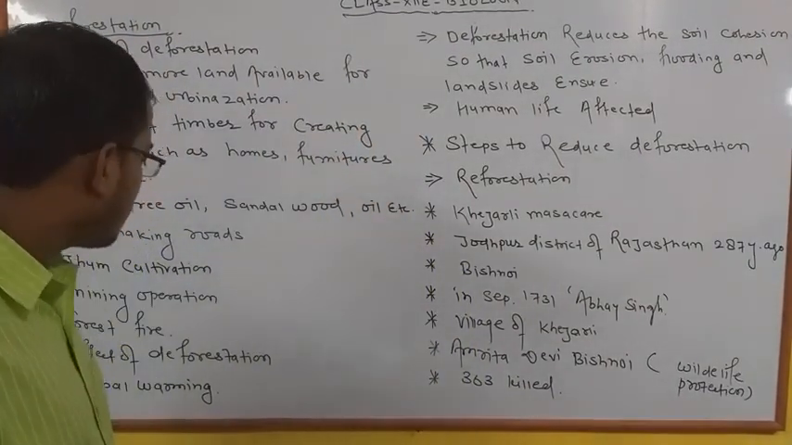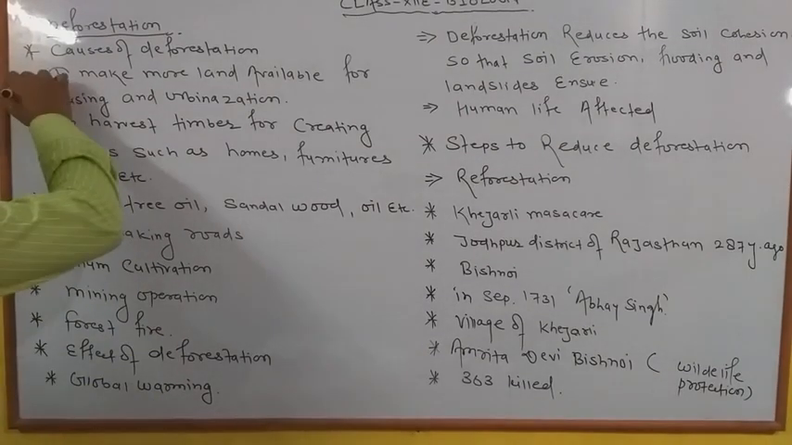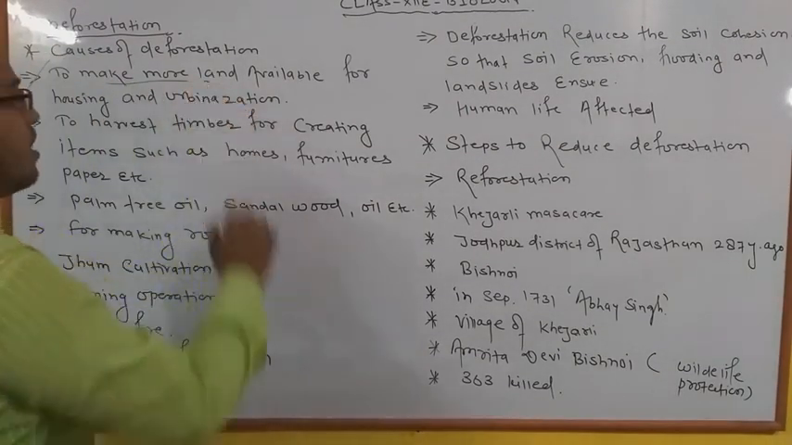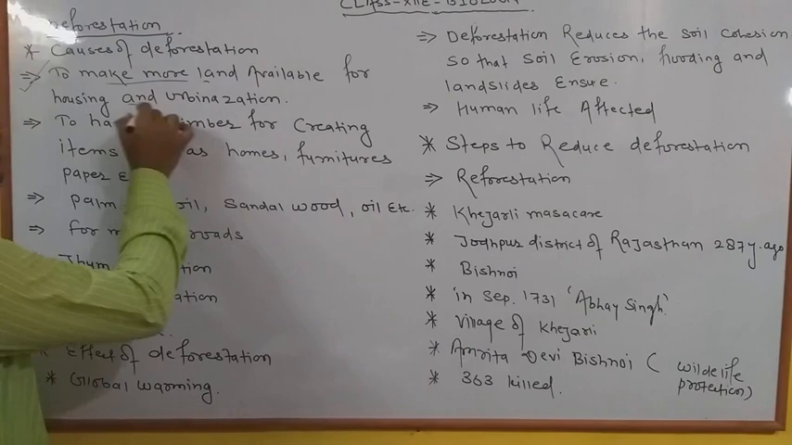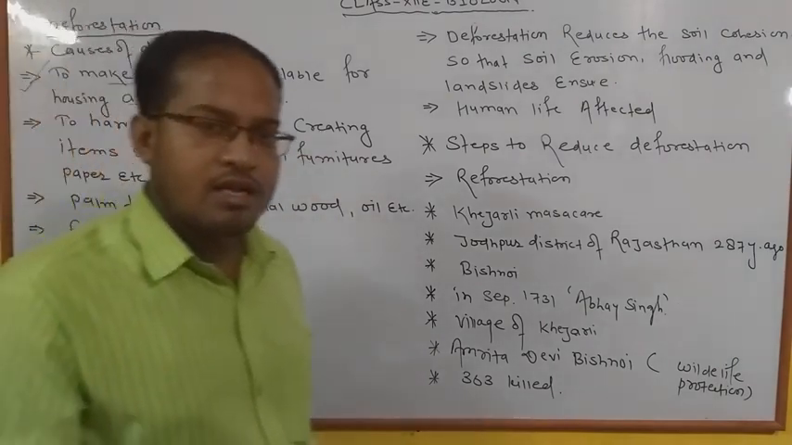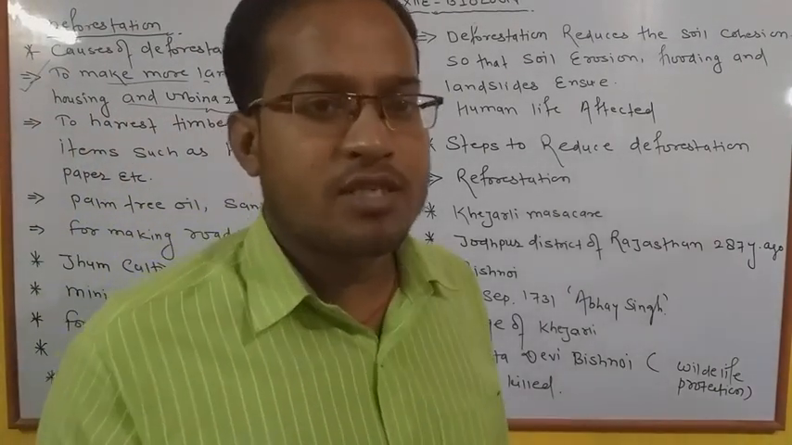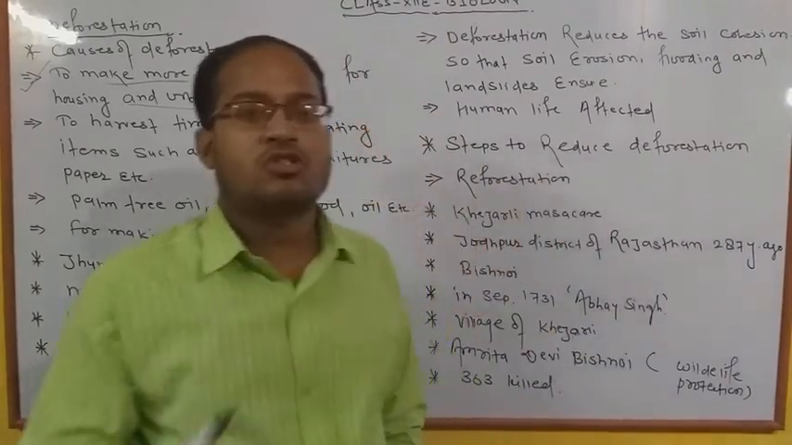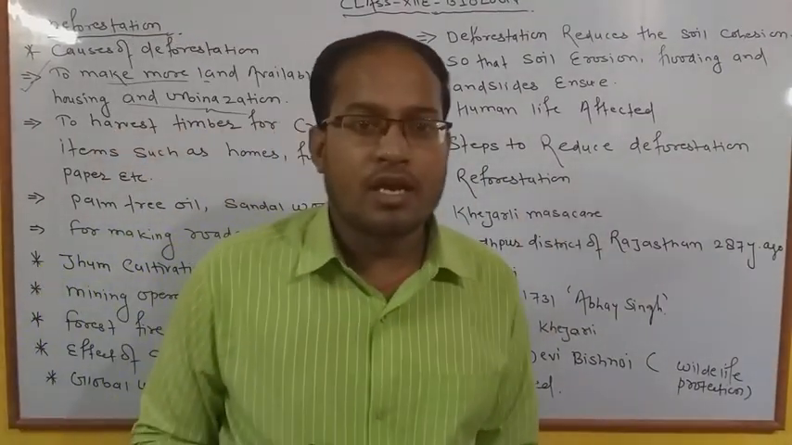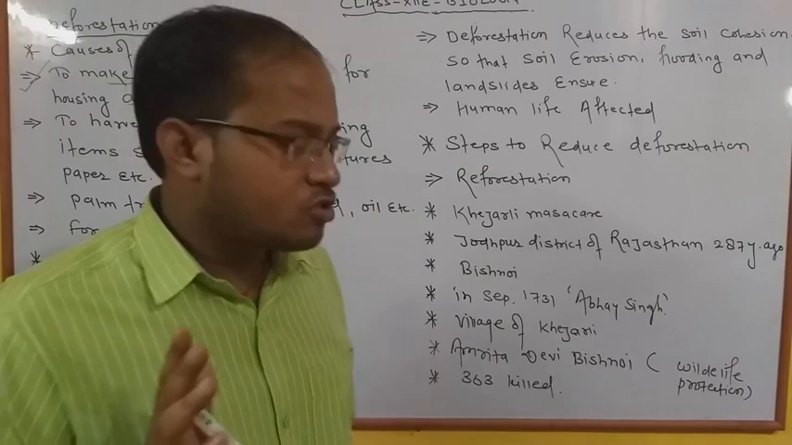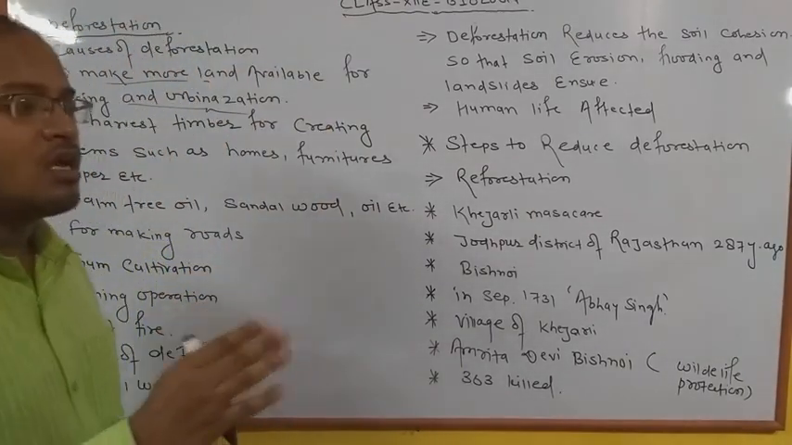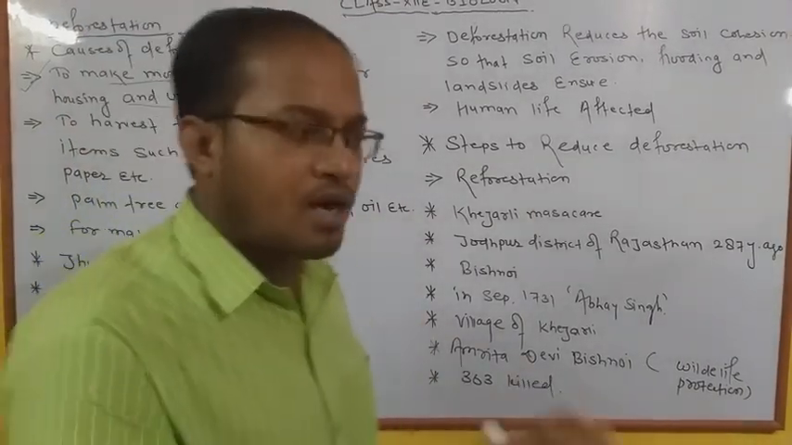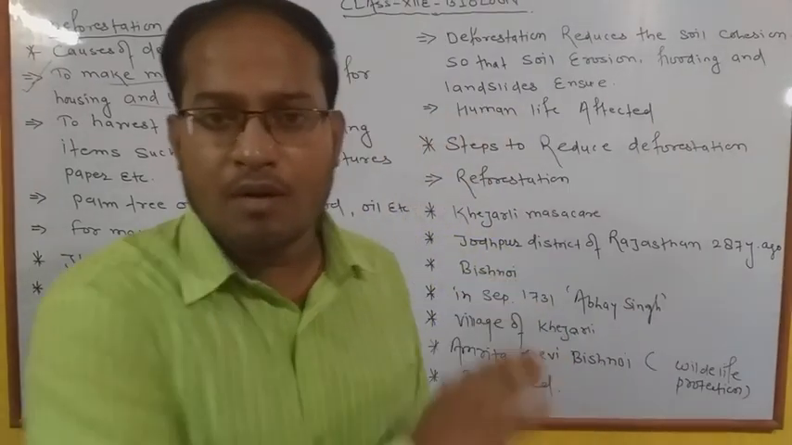ठीक है, इनके जो causes थे deforestation का, first cause: to make more land available for housing and urbanization, शहरीकरण करने के लिए. ठीक है, in most places we have seen that there are so many types of plants and it looks like a village. So most human beings cut down the trees and make a proper house, a proper garden and a proper urbanization.